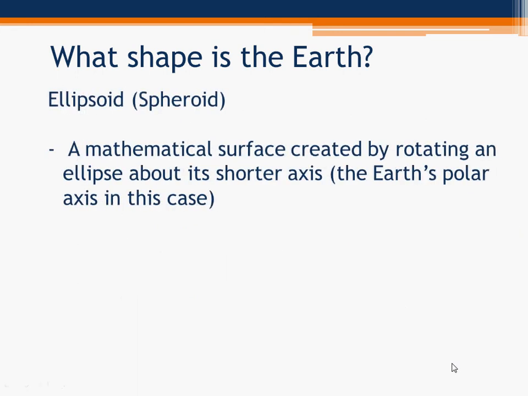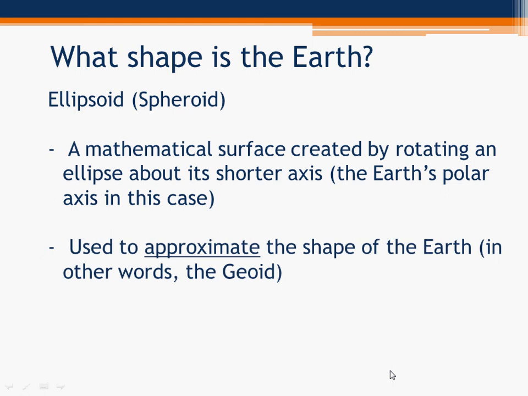So when we look at what a spheroid or an ellipsoid is, it's a mathematical surface created by rotating an ellipse, a flat two-dimensional object, about its shorter axis, in this case Earth's polar axis. So Earth's polar axis is shorter than its equatorial axis. If you take this imaginary ellipse and rotate it, you're creating this three-dimensional object that we use to try to fit to the geoid. And of course the geoid is the actual shape of the Earth. So we're trying to use a mathematical object to approximate this extremely irregular object that is the Earth.